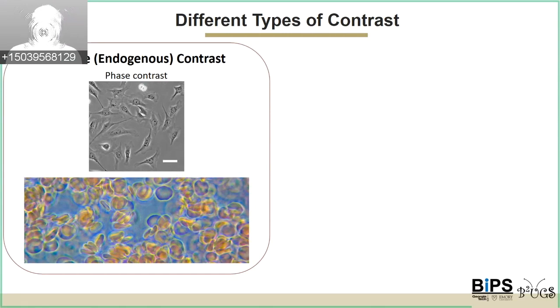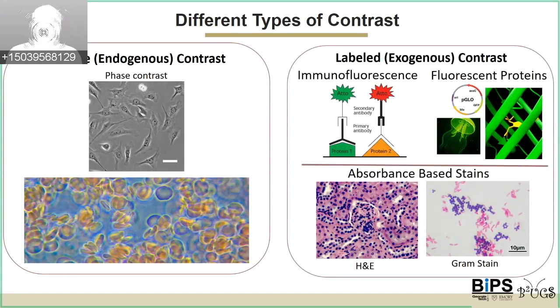The second is label-based or exogenous contrast. You've likely seen one or more of these types of contrast before. Broadly speaking, we can break this down into fluorescence or absorbance-based contrast agents. On the fluorescence side, there are two major types that I want to briefly distinguish.